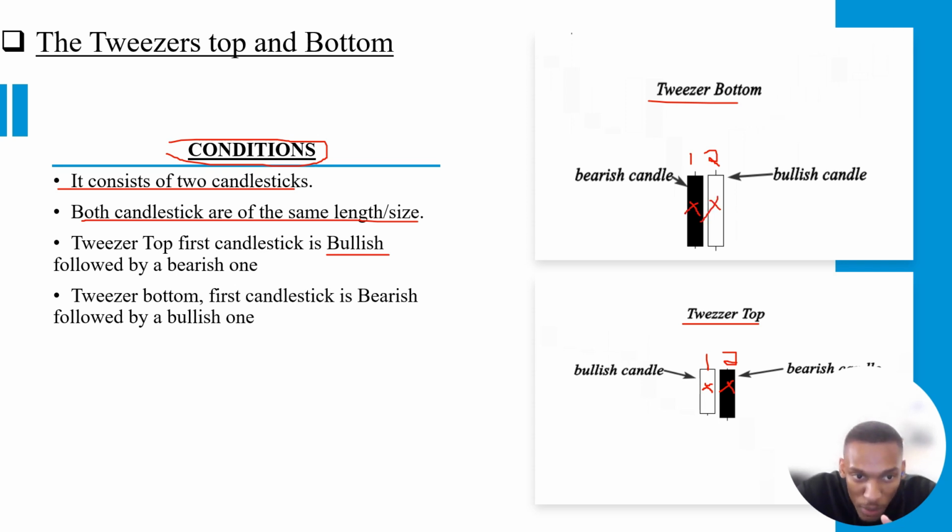So tweezer bottom, the first one has to be bearish. Tweezer top, the first one has to be bullish.